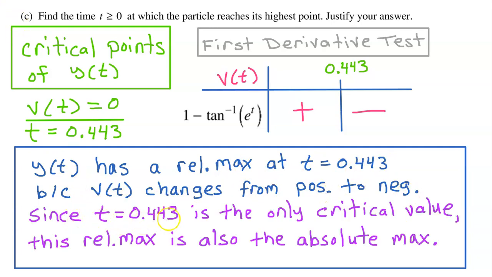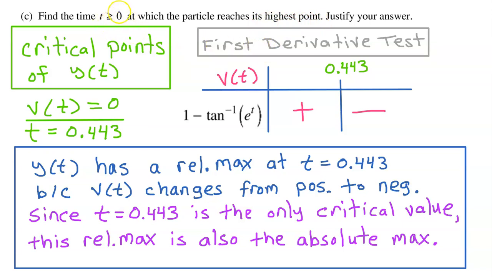Since t equals 0.443 is the only critical value, this relative max is also the absolute max. Let me emphasize one more time that usually when they ask us to find the absolute max or the absolute min, we use a candidate's test.